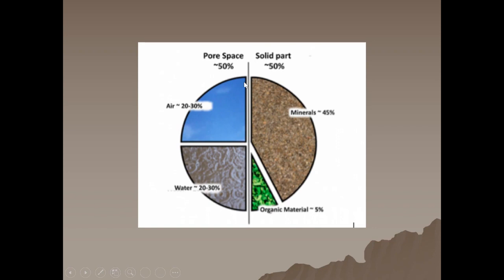If you see another part, the pore space, out of this 50% pore space, about 25% is filled with air and 25% is filled with water. This is the normal soil condition, but soon after the rainfall, we may have more water, less air. And when the soil is dry, we may have more air, less water. Therefore, this one can be replaced by this one and this one can be replaced by this one.